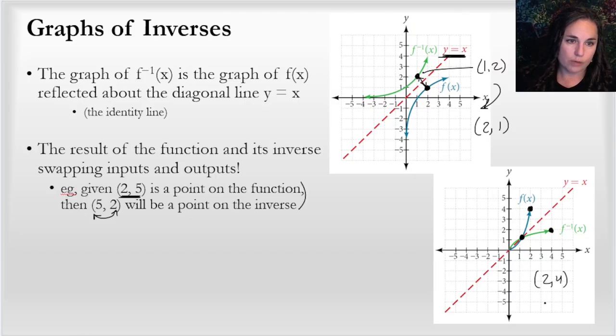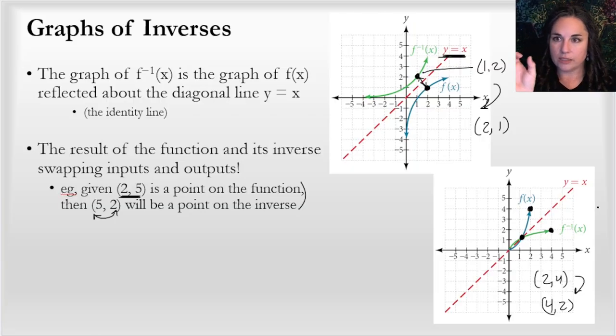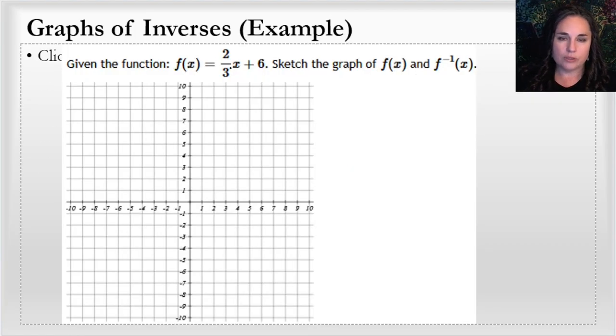2, 4 becomes 4, 2. And for me, when I'm looking at graphs, that's an easy way to do an inverse: just identify a point on the original and then flip it, and that has to be on the inverse. I have an example dealing with that, and I think students have trouble with this because they're not too aware that's the trick. That's the trick of it, all right?